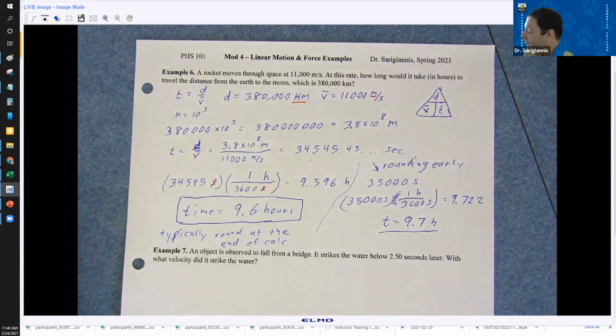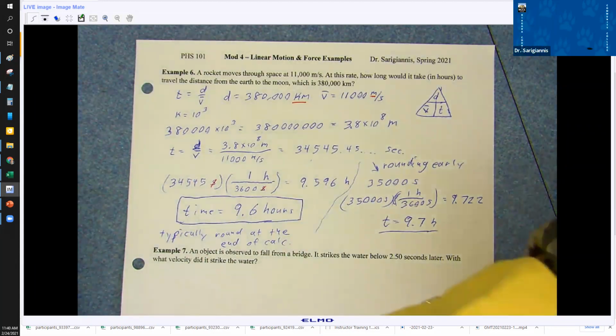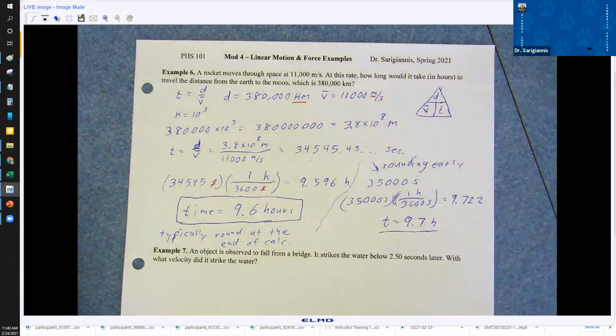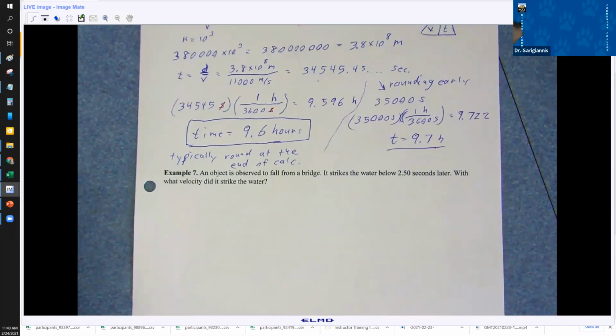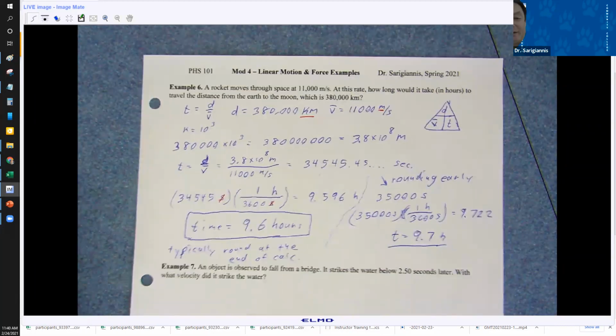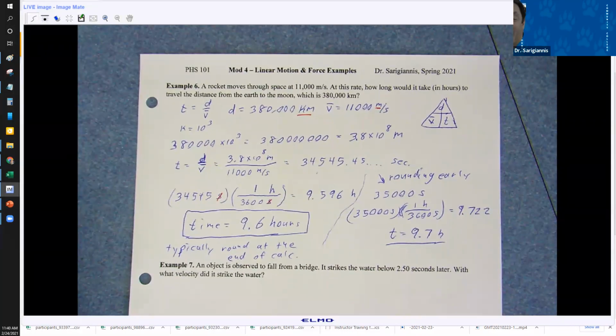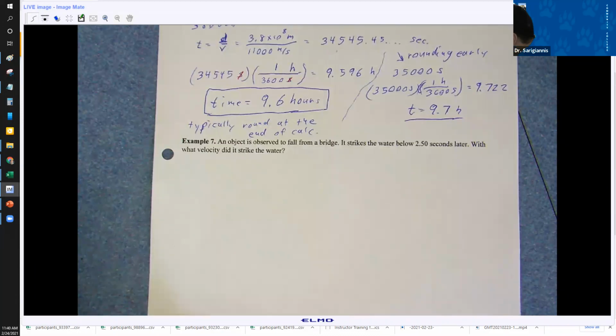All right, so I think this is all we have for motion. There's one more free fall problem, or for average speed. Now we're looking at free fall again. Are there any questions about example 6? I think I carried through all my numbers. All right.